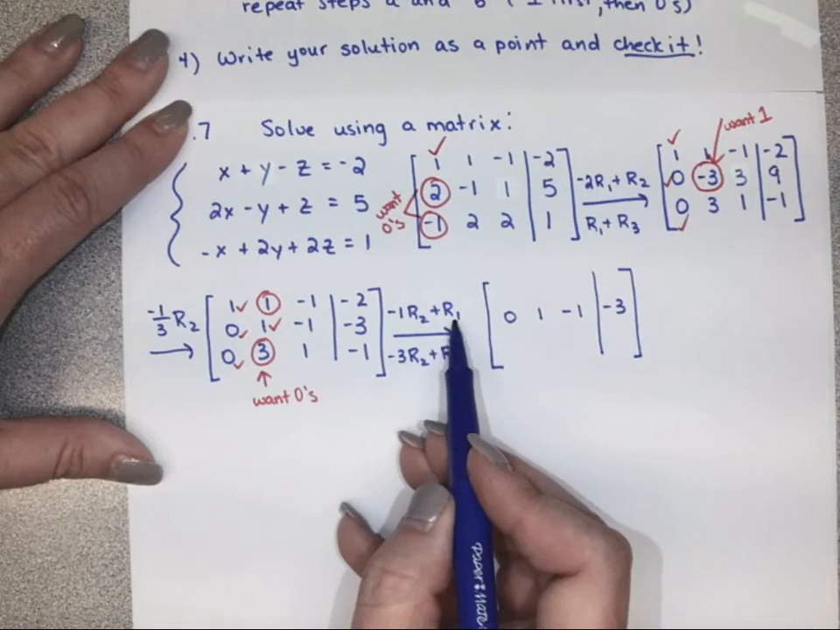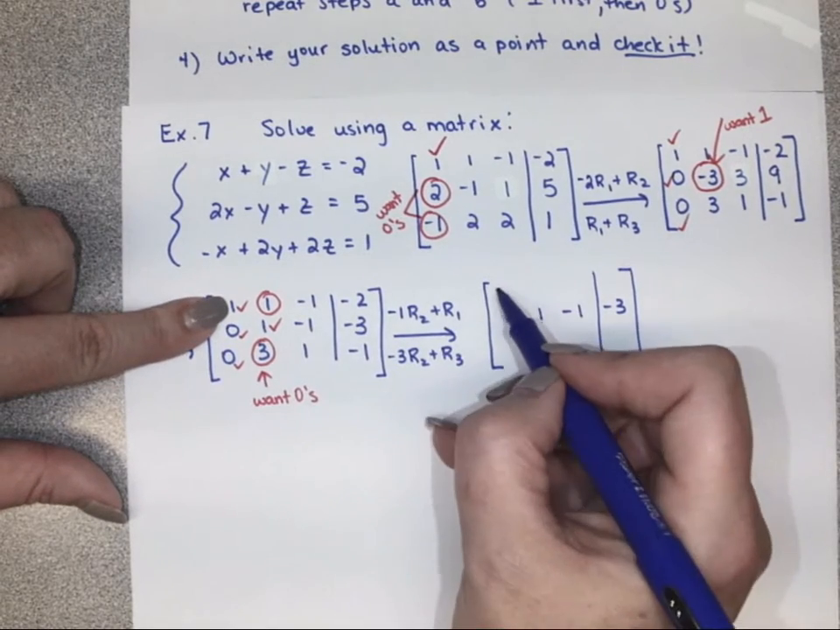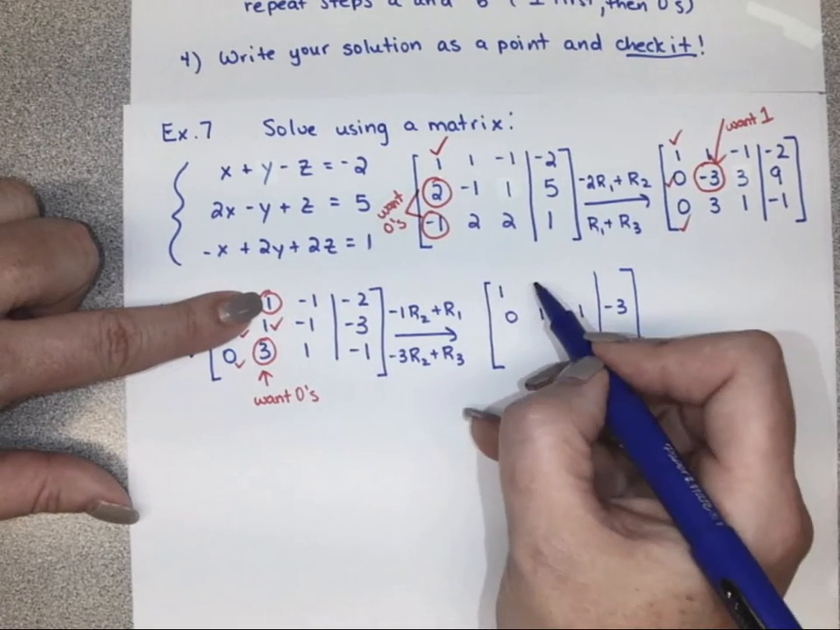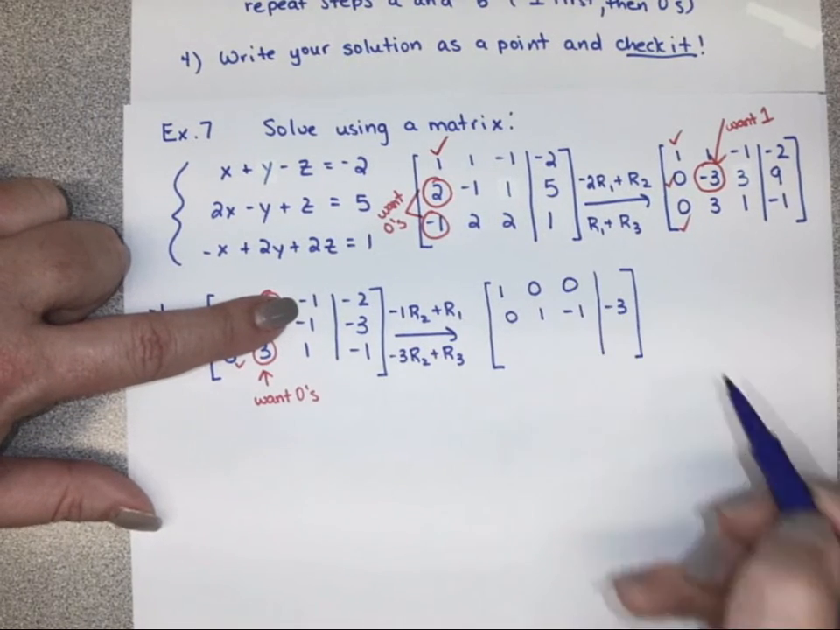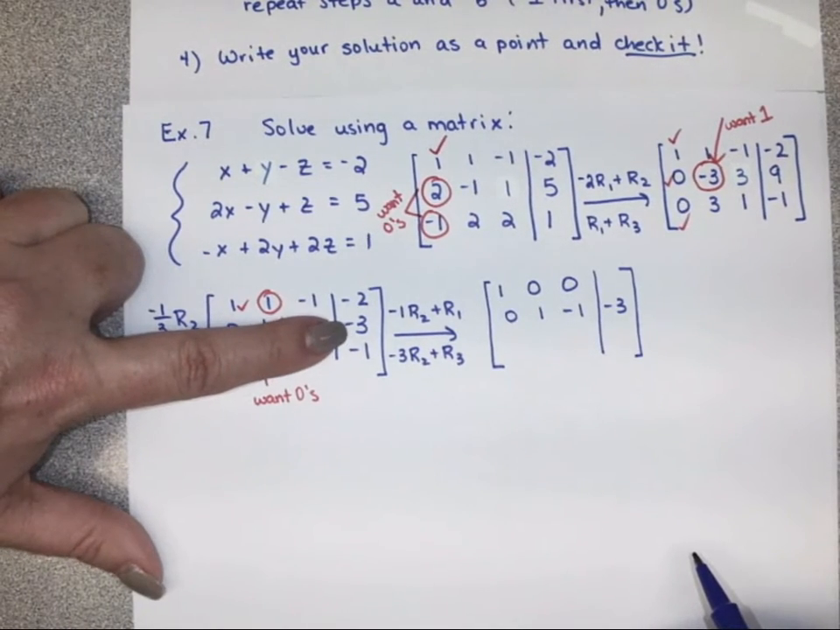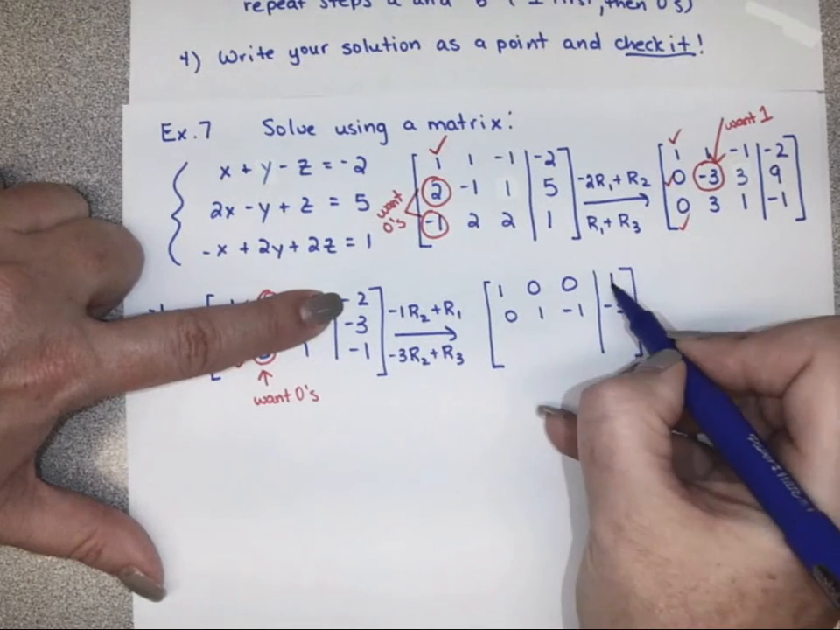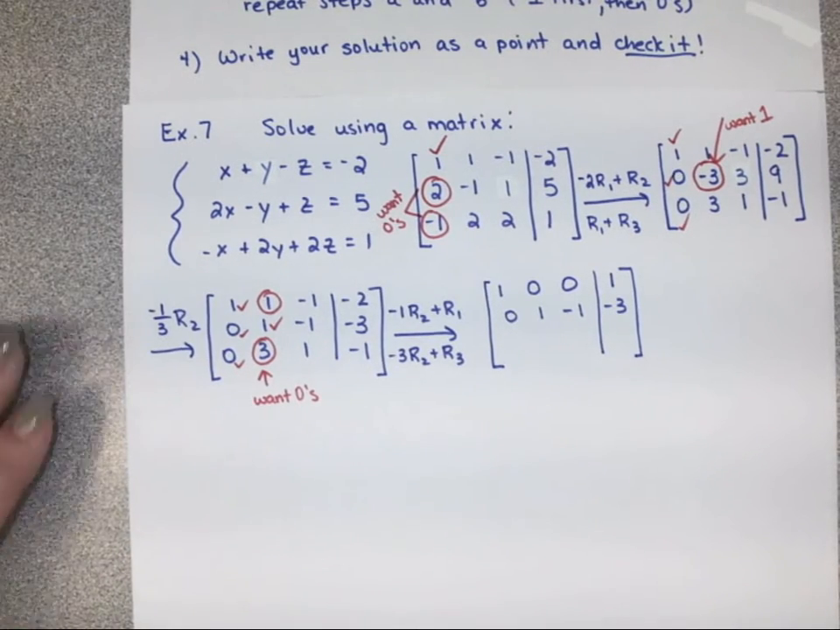So negative row 2 plus row 1, -0 plus 1, that's still 1. -1 plus 1 is 0, just like we wanted. This would be 1 plus -1, so it would be 0. And then this would be 3 plus -2 would be 1.